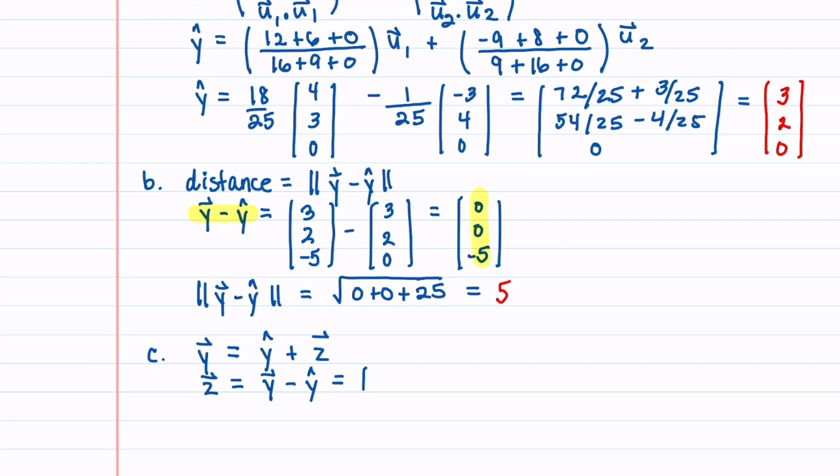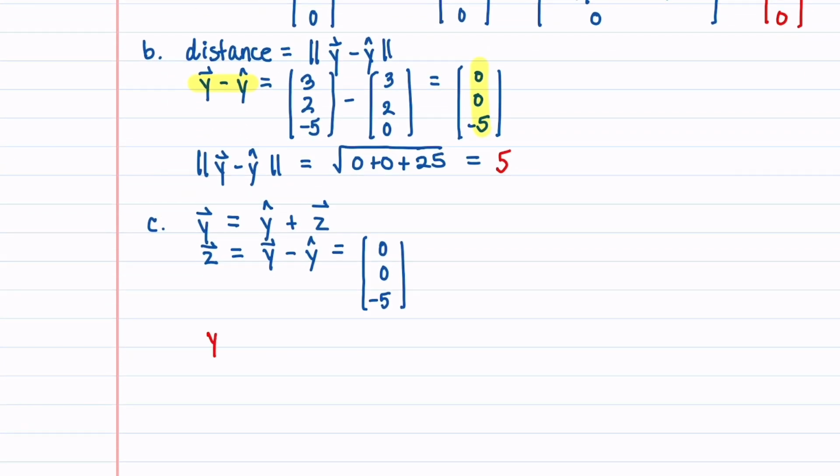So our orthogonal vector is 0, 0, minus 5. Our vector y then can be written as our vector in the subspace, 3, 2, 0, plus our vector orthogonal to the subspace, which is 0, 0, minus 5.